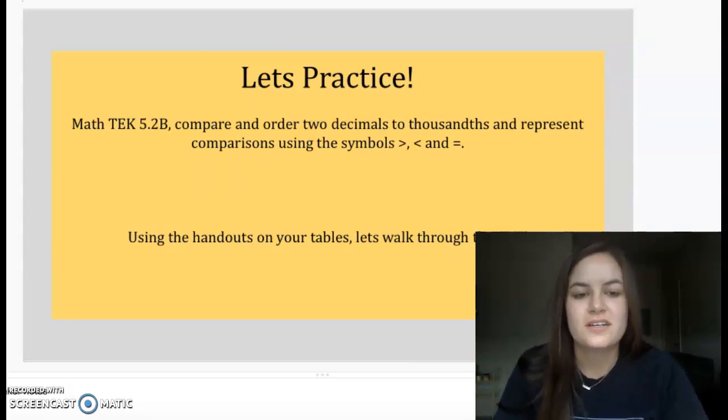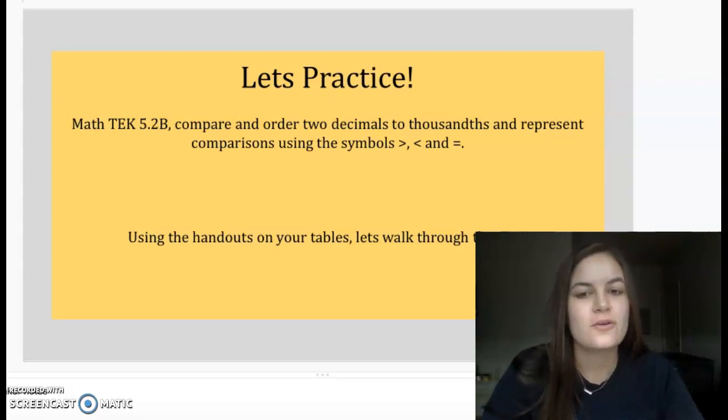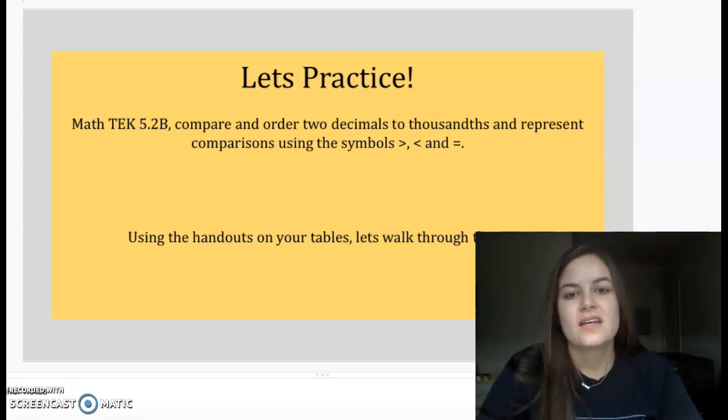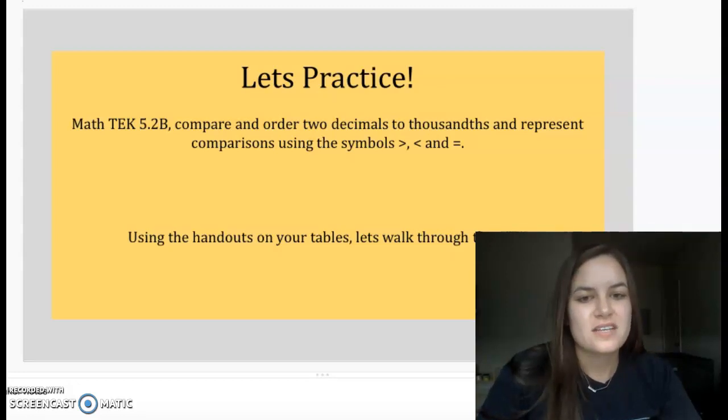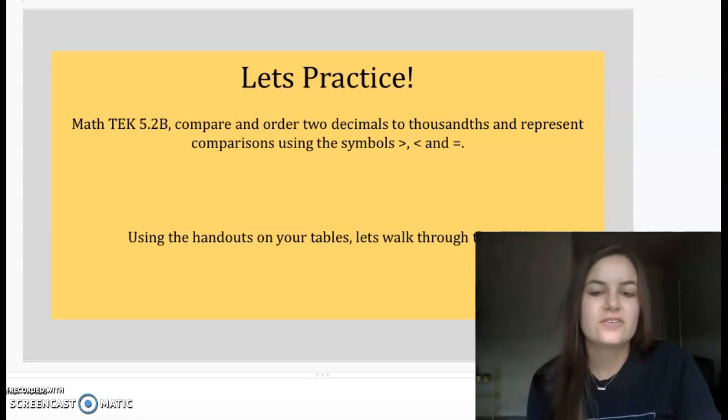So on your tables, there is a template, a handout that you have that is just the standard lesson plan with the 3 stages clearly written out. So 5.2b says, compare and order 2 decimals to thousands and represent comparisons using the symbols less than, greater than, and equal to. So you're going to use your handouts on your tables, and let's walk through this TEKS together.